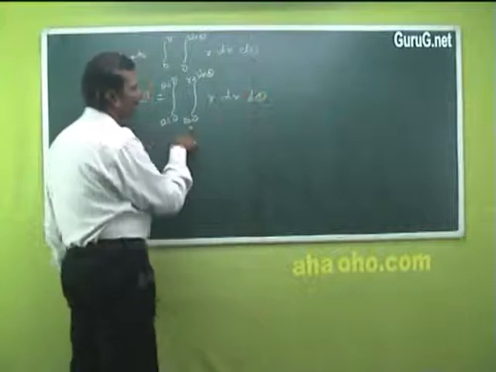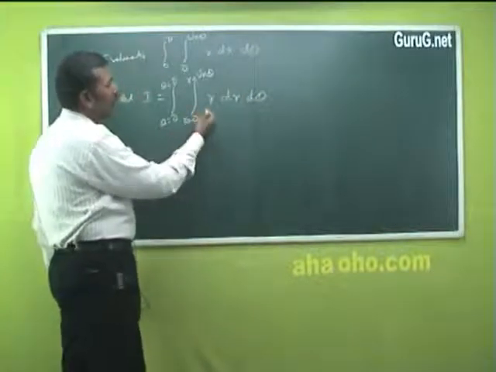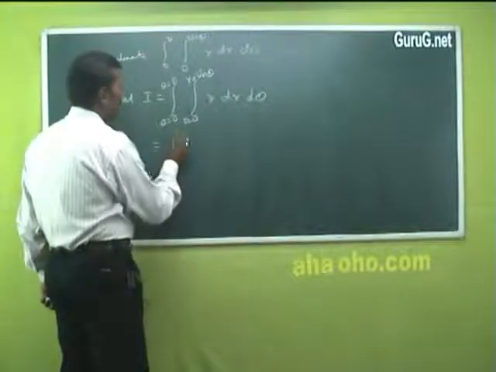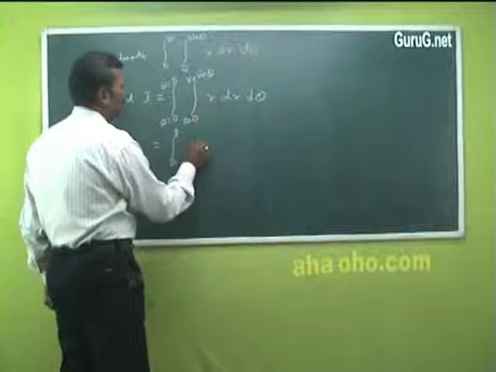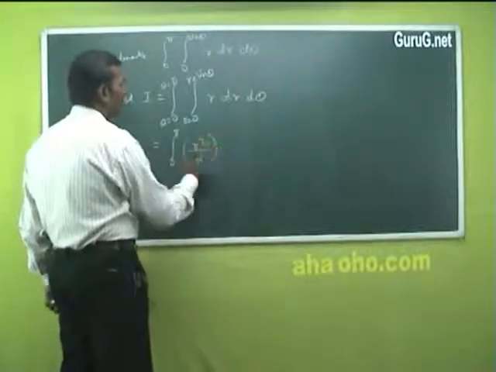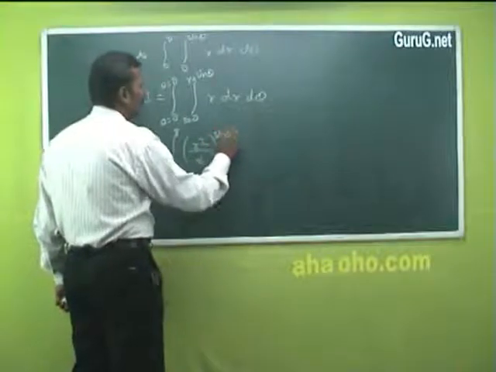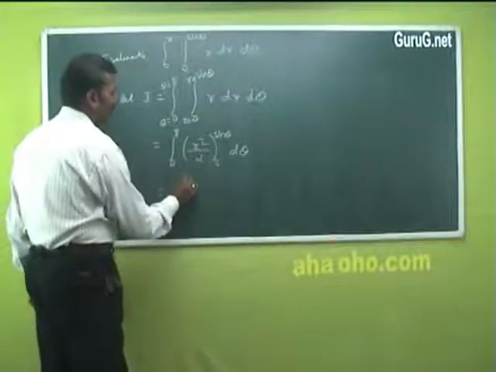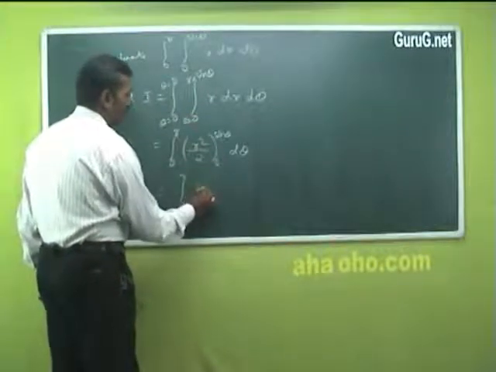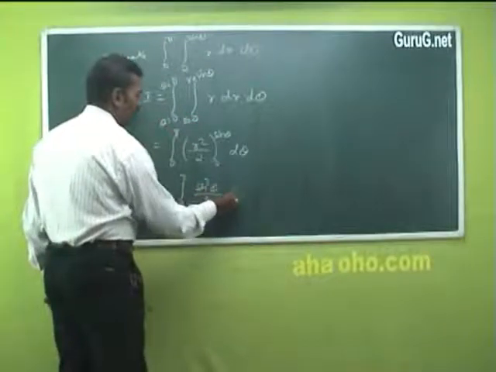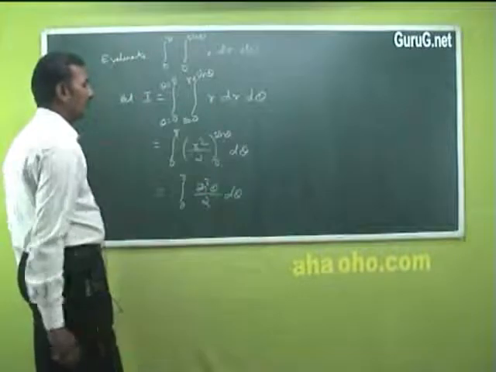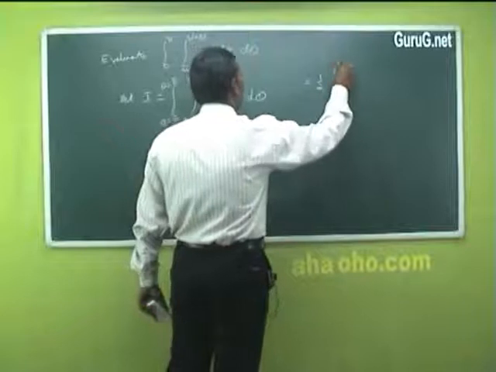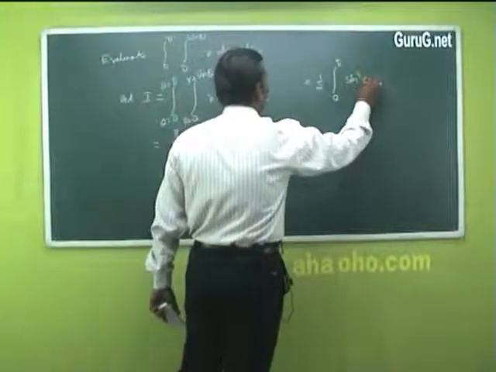So the inner limit is the r limit. So we have to integrate with respect to r, keeping theta as constant. Integral 0 to pi, integrate with respect to r: r squared by 2, from 0 to sine theta, into d theta. So you substitute the limits now. So 0 to pi sine squared theta by 2 into d theta. Substituting lower limit 0, so 1 by 2 into integral 0 to pi sine squared theta d theta.